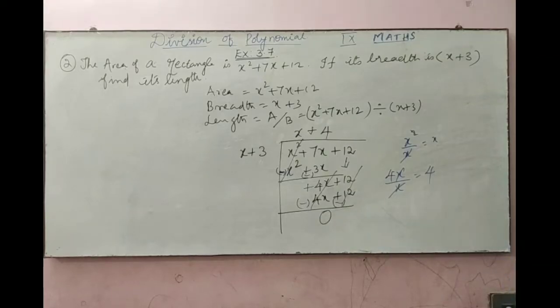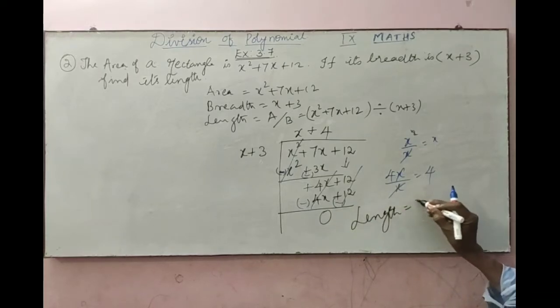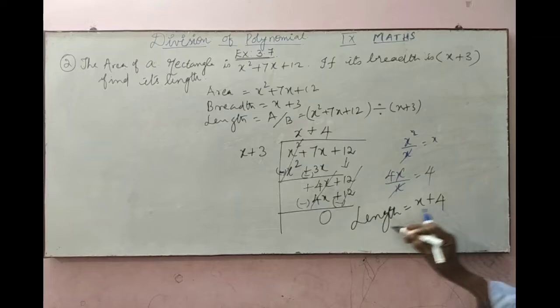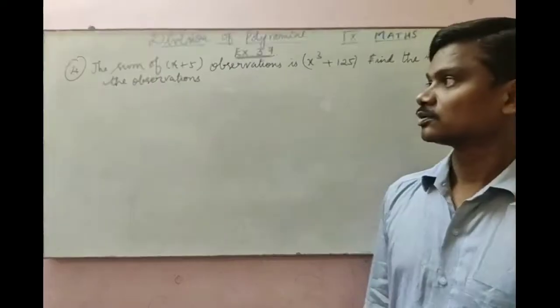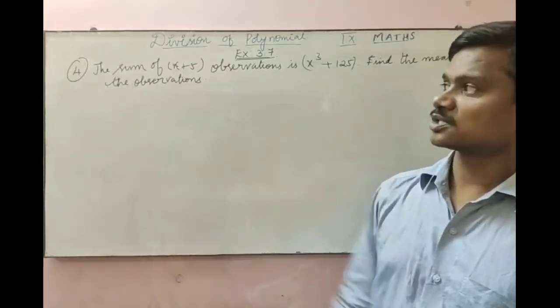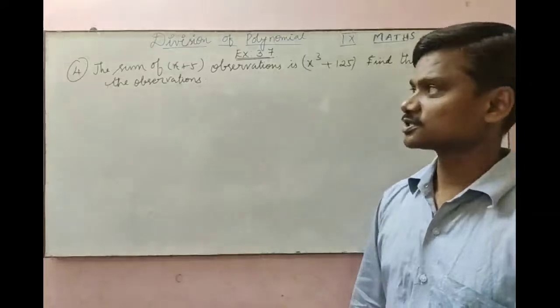So what is the breadth here? Sorry, the length is equal to x plus 4. This quotient is the length. Okay, the next one, third sum. The third sum is homework to you. I am going to do the fourth sum.